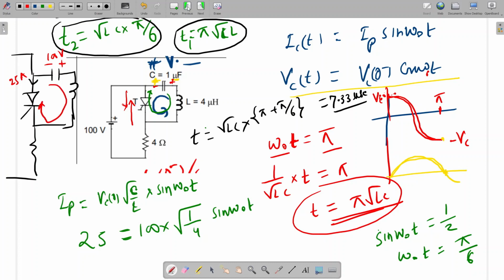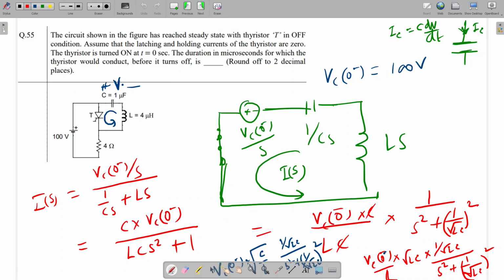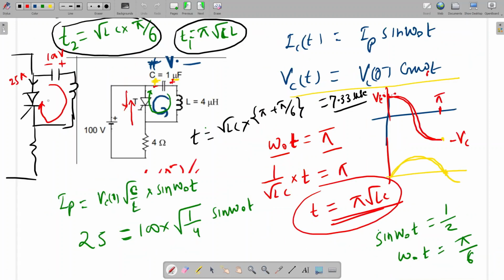This derivation I have already done. What will be the value of this current in this type of circuit? So this will be I supplied by the capacitor. Okay. So this is the equation for that capacitor current IC: Vc0 minus into under root C by L into sin omega t. So when this current will be equal to this 25 ampere current, then this current will be 0 and this thyristor will be turned off.